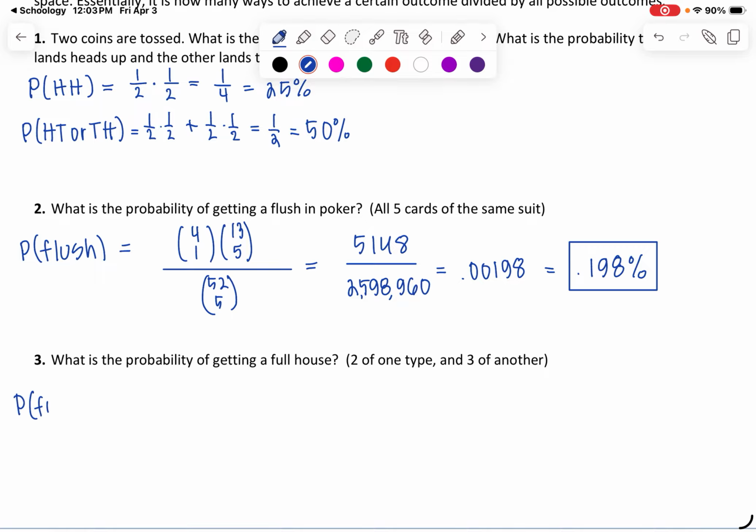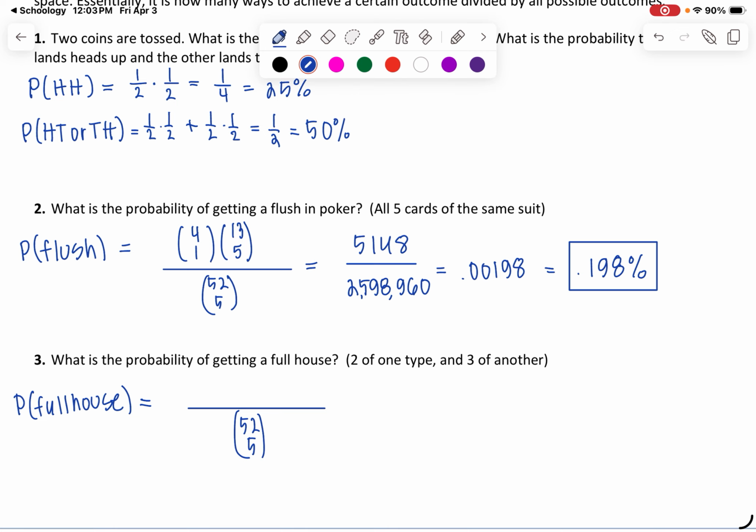Okay, what's the probability of getting a full house? Hopefully I over-explained that last one, so this one doesn't seem as bad. Probability of getting a full house. Once again, I'm getting 5 cards from that deck of 52. If you don't know what a full house is, you're getting 2 of one type, like 2 aces or 2 queens or 2 jacks or 2 sevens.